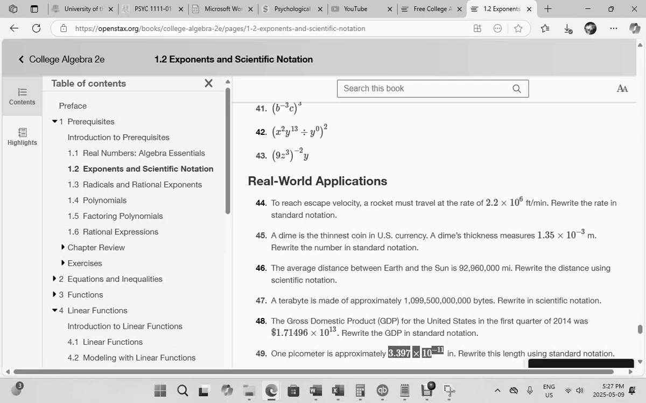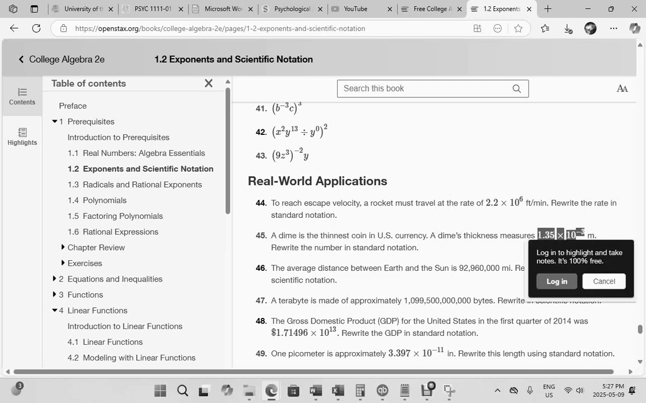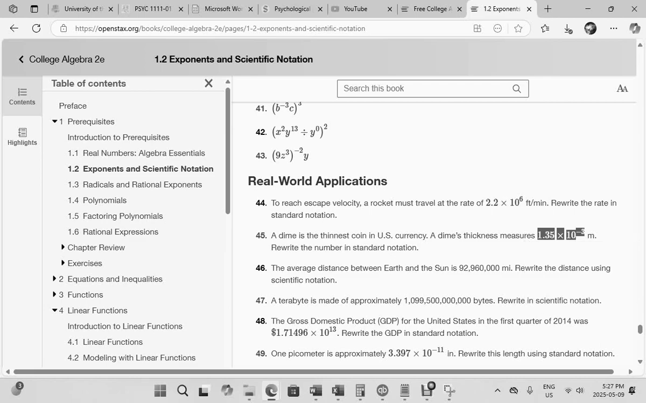Okay, so let's solve a few problems over here. We'll focus on word problems. A dime is the thinnest coin in US currency. A dime's thickness measures 1.35 times 10 raised to negative 3 meters. Rewrite this number in standard notation. So we need to write this number in standard notation.